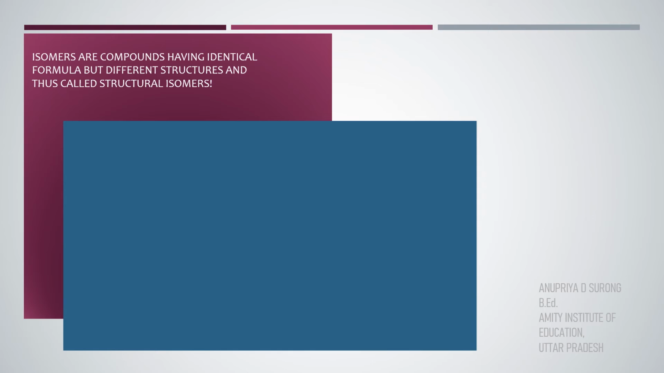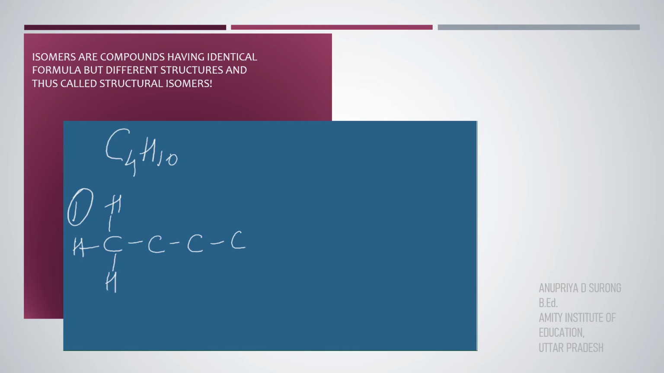Isomers. Isomers are compounds having identical formula but different structures and thus called structural isomers. Okay, let us look at the 2 structures with formula C4H10. So the first structure is simple. The 4 carbon atoms are arranged in a straight chain and then bonded with the hydrogen atoms in this manner.